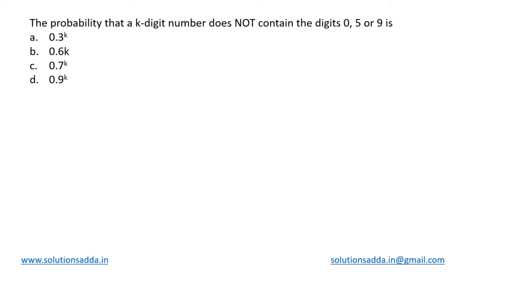This question is based upon probability. We need to find the probability that a k-digit number does not contain the digits 0, 5 or 9. Now, in total, there are 10 digits from 0 to 9 and we want a k-digit number such that these three numbers 0, 5 and 9 are excluded.